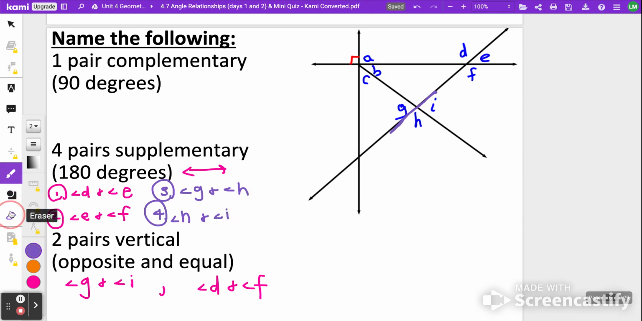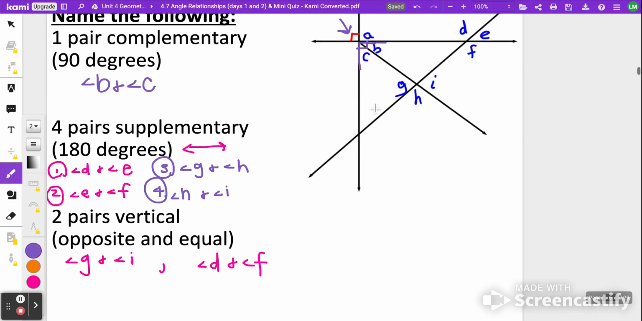The last one is kind of tricky to find, because it is also going to be vertical from a complementary or a 90-degree angle. We know that this right here is a 90-degree angle, which means this across from it would also be 90 degrees, right? So the one pair of complementary angles, and if you've already guessed it, good job, is angle B and angle C, because what they're doing is creating a corner, which is 90 degrees together.